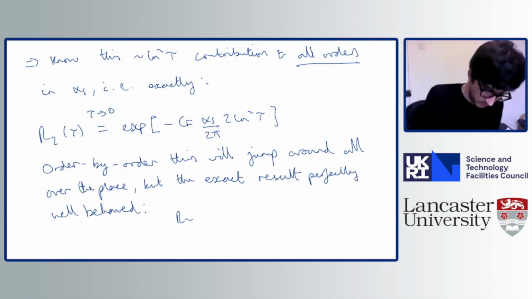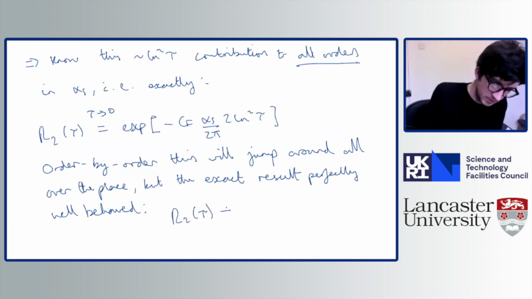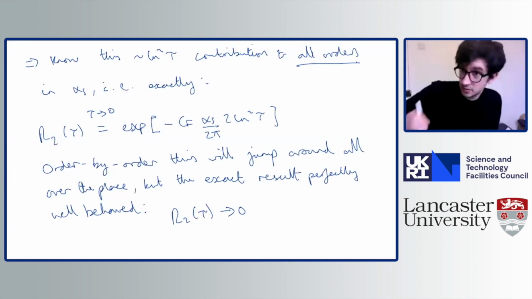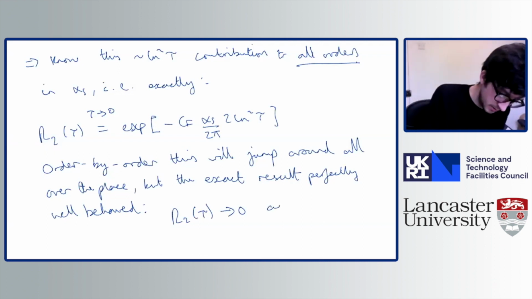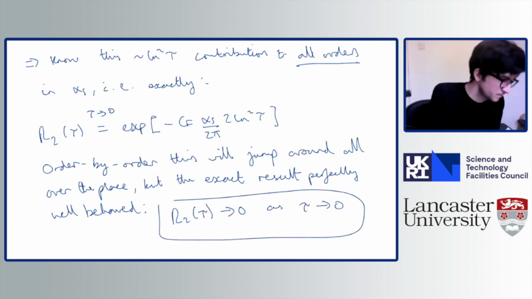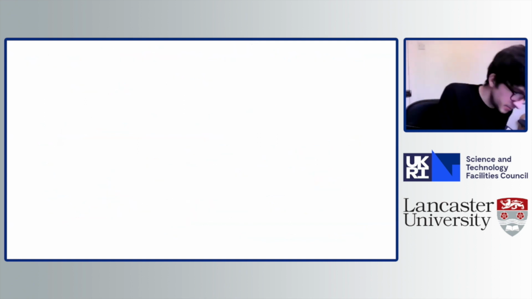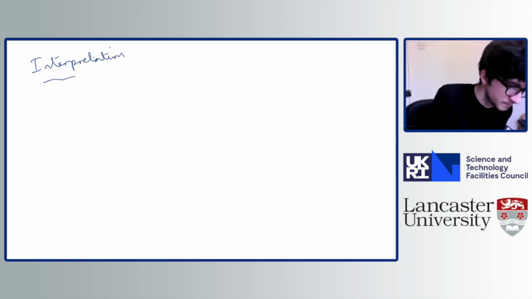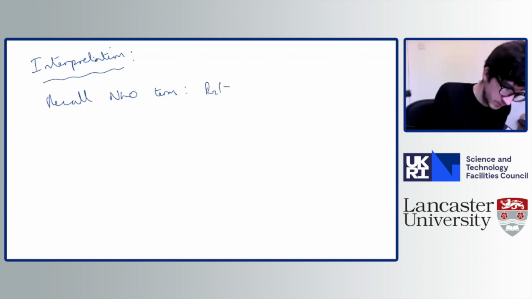R2, the 2 jet rate, as your resolution parameter goes to 0, the exponent there goes off to infinity. You've got e to the minus infinity, that's 0, goes to 0 as tau goes to 0. So what's the interpretation of this? Why is this happening? Well, let's recall our NLO term. R2 of tau, 2 jet rate, equals 1 minus CF alpha S over 2 pi, 2 log squared tau.